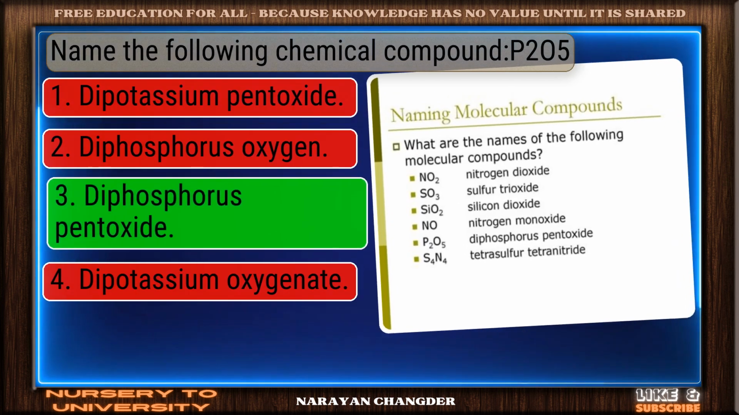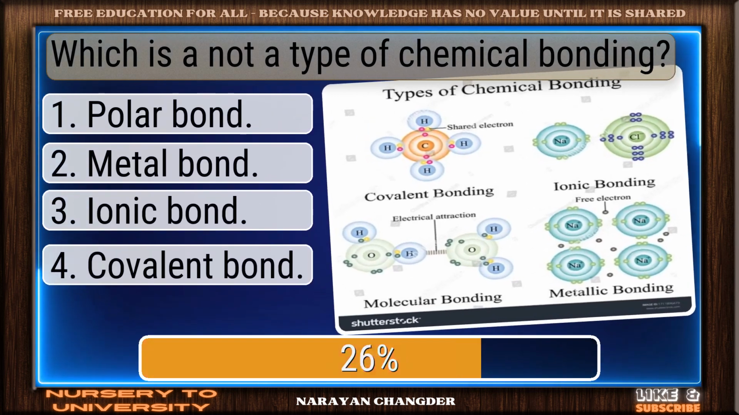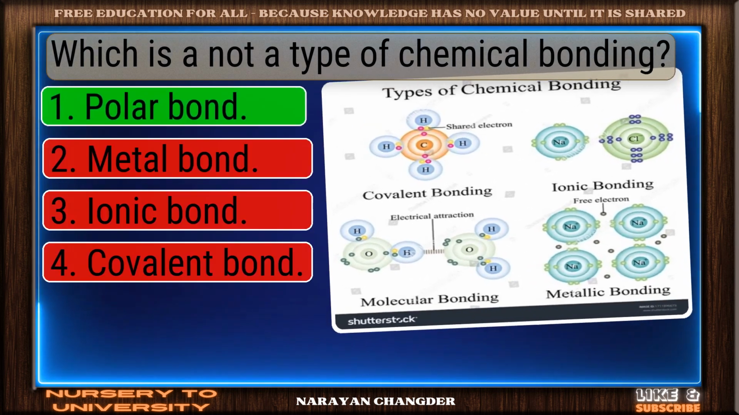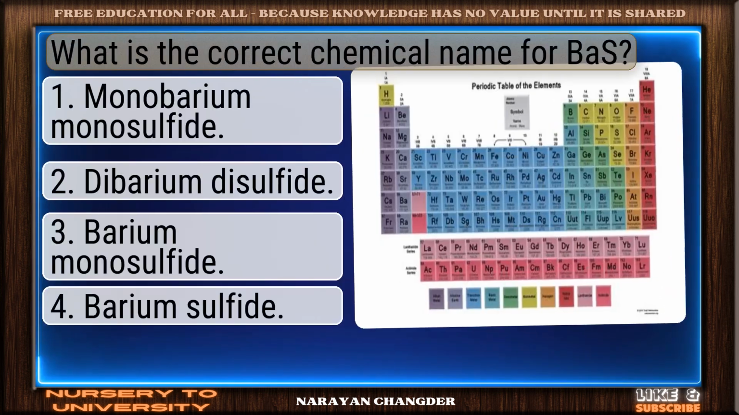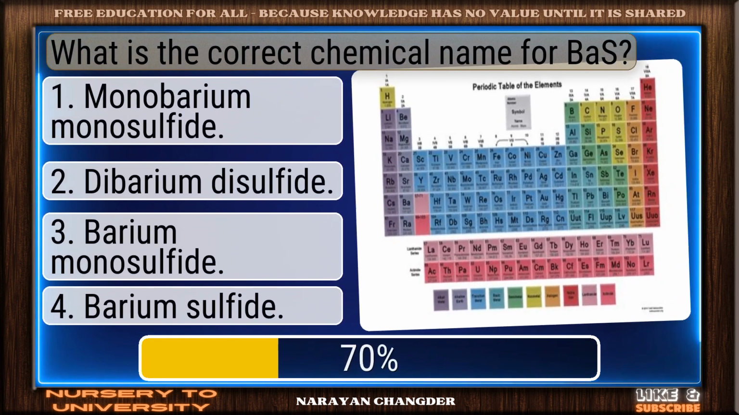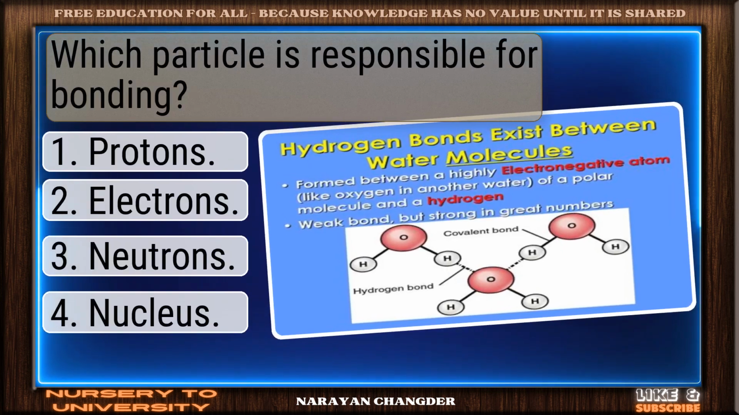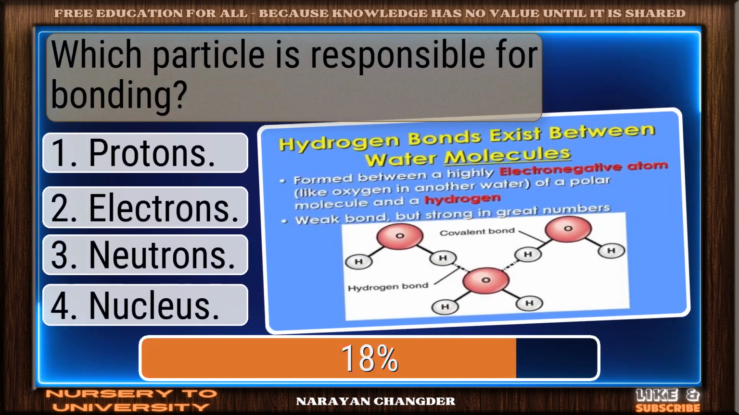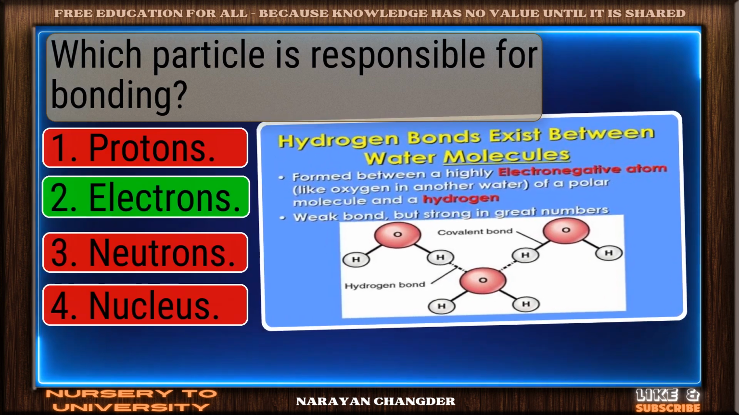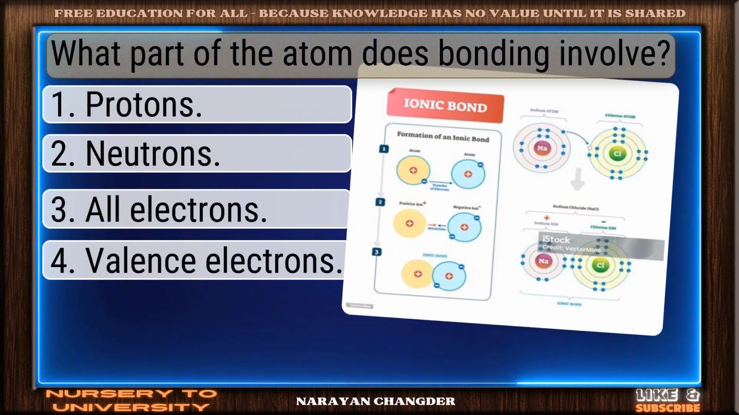Accurate answer, diphosphorus pentoxide. Which is not a type of chemical bonding? That's accurate, polar bond. What is the correct chemical name for BaS? That's it, barium sulfide. Which particle is responsible for bonding? Nice work. What part of the atom does bonding involve?